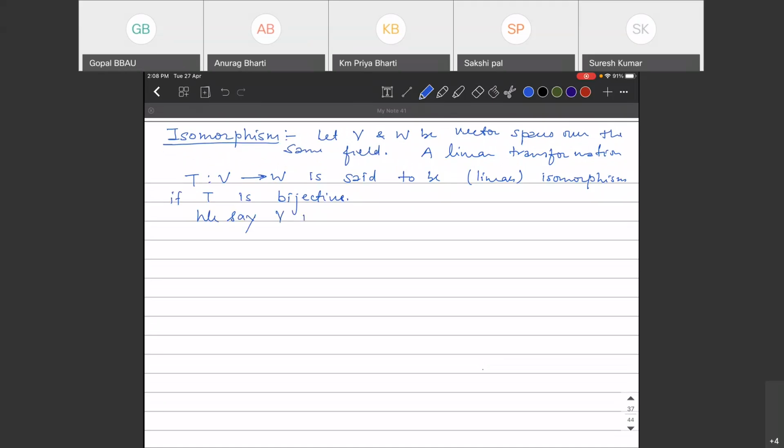Say V is isomorphic to W. So what does this mean? This means V and W are the same as a vector space. As I said, they may be different, but as a vector space, they are the same. So we will see when two vector spaces are isomorphic, then their dimension is the same. Okay, we will prove this.